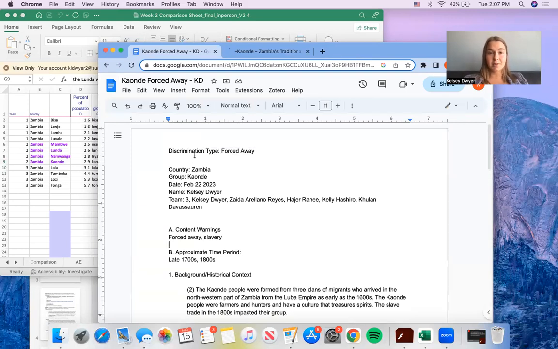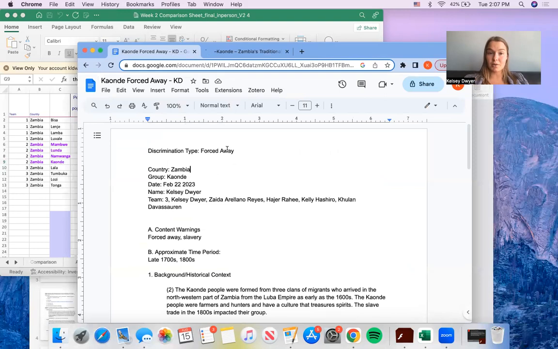So it'll look something like this. Very important, at the header, you put what discrimination types that you are coding. Next, the rest of the heading. So country, Zambia. Group, Konde. Date, this was when I did this. My name, and then my team and my team members' names. So for anything, this is all really important information for us to keep things organized.